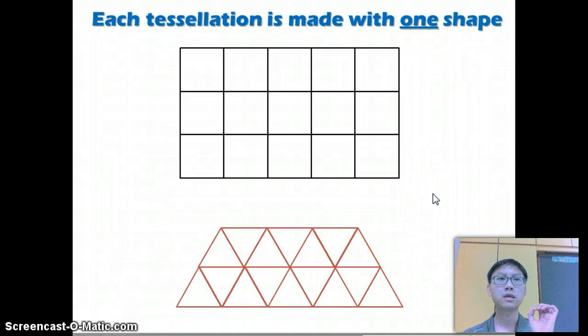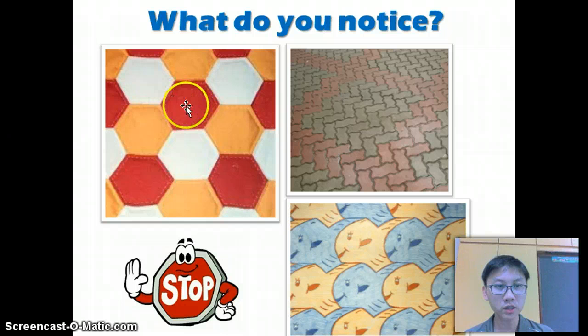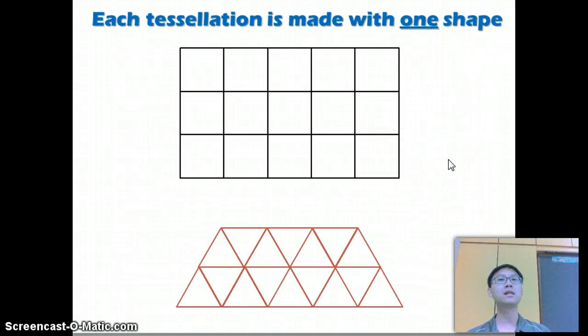pictures. Each tessellation, if you look carefully, is made up of one shape. So I'm going to go back again. This tessellation here is made up of this one shape, but it's repeated many times. Same with this. This is made out of this shape, but it's repeated many times. This is made out of this small little shape, repeated many times. So when we talk about tessellations, each tessellation is made up of one shape.